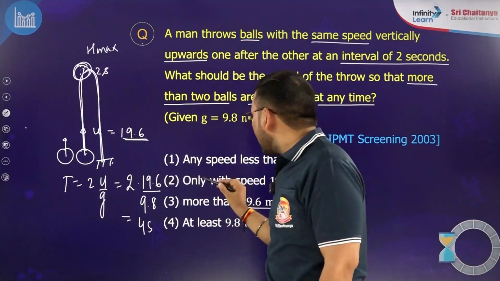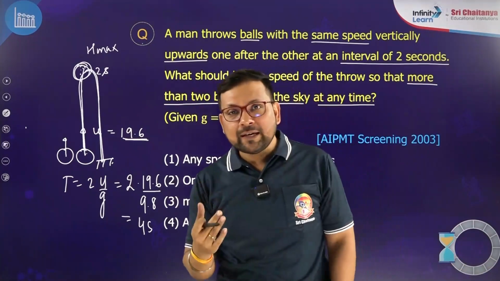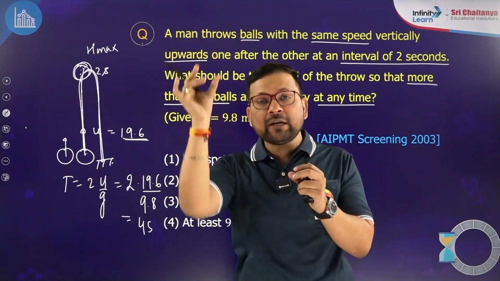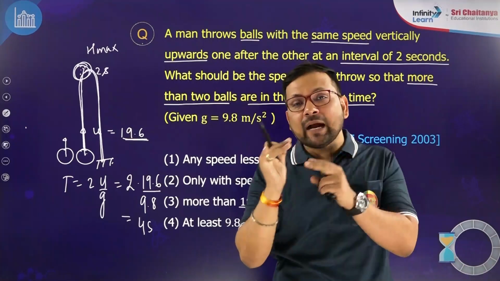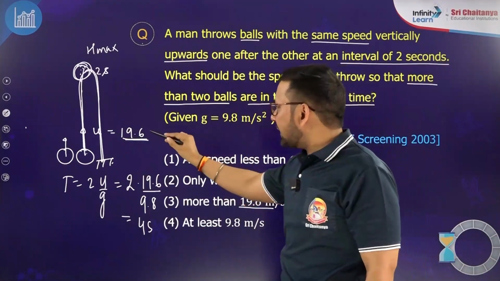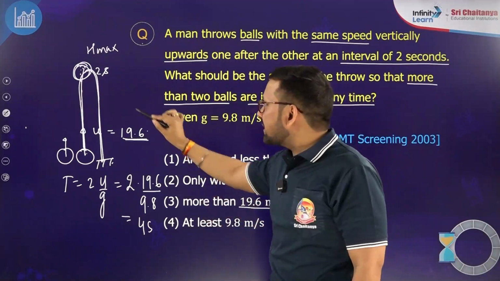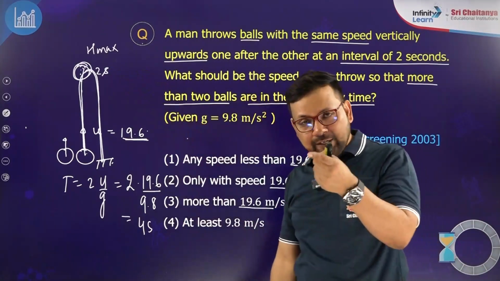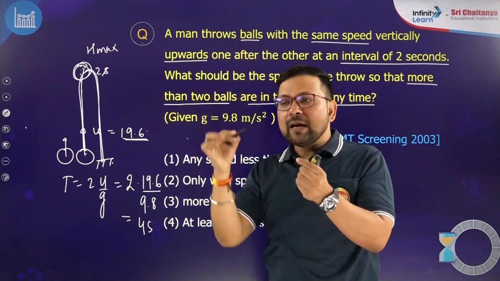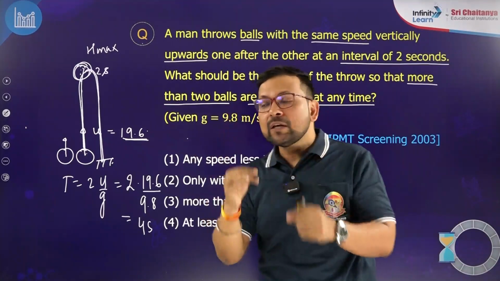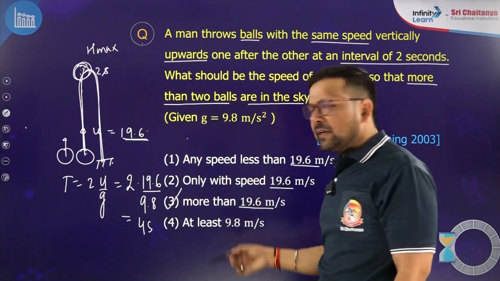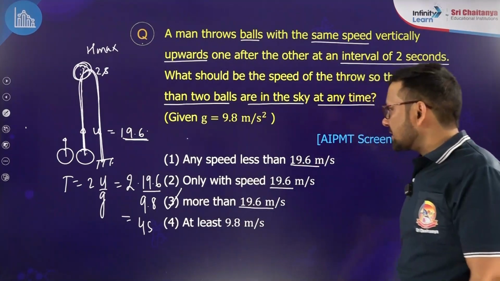But if I am throwing more than 19.6, it means one ball is in air, one is somewhere in the midpoint, and the third ball is just up. So that way 2 balls will be in the air. So 19.6 we have taken as the reference. At 19.6, one ball is in air. More than 19.6, the first ball is back, the second ball midway somewhere, and the third ball has just been thrown. So 2 balls will be in air. So the answer will be more than 19.6. Any velocity more than 19.6.